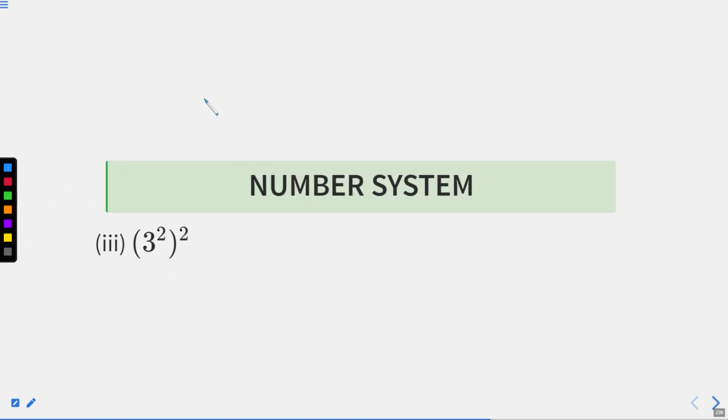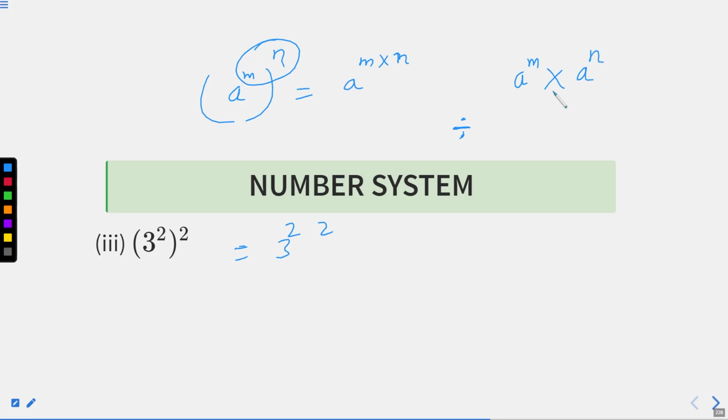Now this. Using the property, what property am I talking about? If a^m is raised to the power n, then the powers get multiplied. So just remove the brackets and multiply. It is a raised to the power m multiplied by n. Now you are wondering what sign will appear here. I already told you the minus sign comes when division is there. And the plus sign comes when a raised to the power m is multiplied with a raised to the power n, then you write a^(m+n).